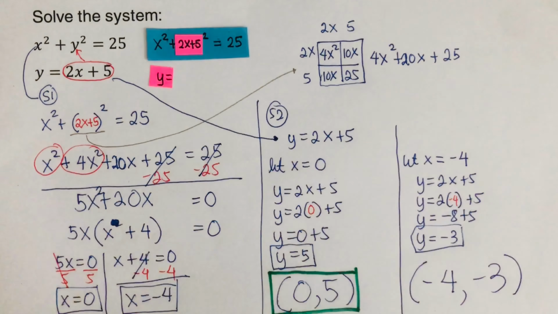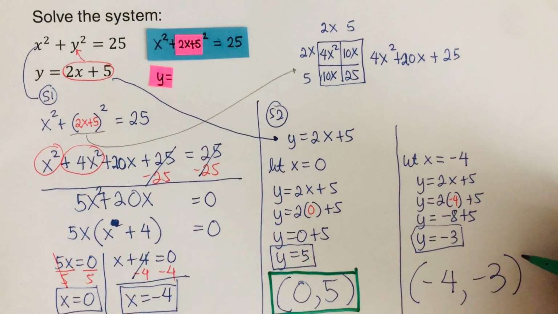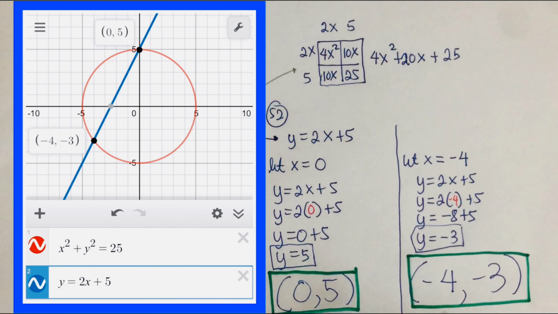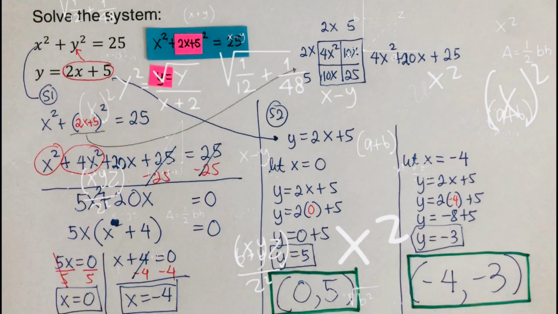That means these two equations intersect at two points: (0, 5) and (negative 4, negative 3). On the side, you will see the graph of these two equations, and it can be seen that these two graphs intersect at (0, 5) and (negative 4, negative 3). Did you get the same answers as this?